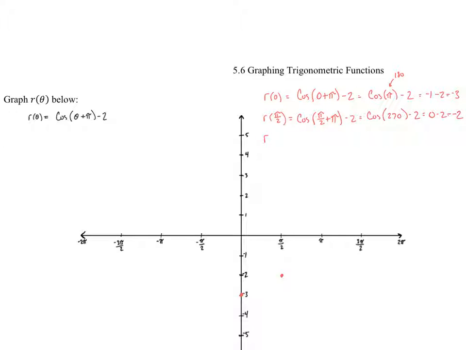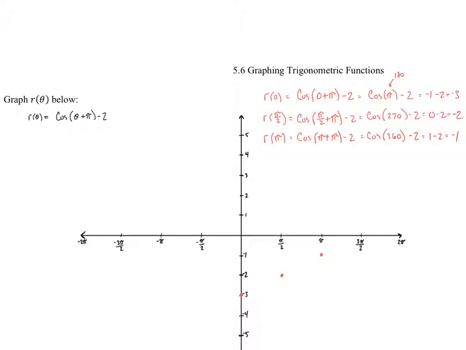Then we have r of pi, do the same thing. That means cosine of (pi plus pi) minus 2. Pi plus pi is 2 pi. So that's the way I would think of it. If you'd rather think of it as 180 degrees plus another 180 degrees, which gives you a grand total of 360 degrees, you can. And cosine of 360 degrees is 1, so we have 1 minus 2, which is -1. So that puts us here. Okay, so it looks like they're steadily climbing, but as we know, these functions are going to cycle. So it's going to peak at some point and come back down, then it's going to head back the other direction.